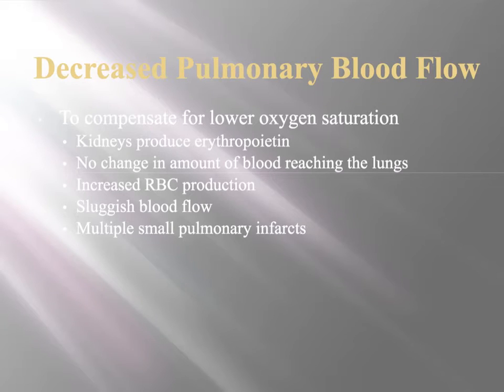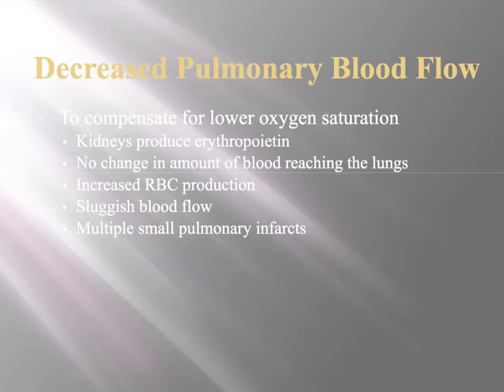Decreased pulmonary blood flow. To compensate for the lower oxygen saturations, what is our body going to do? Our kidneys are going to produce erythropoietin to stimulate the bone marrow to produce more red blood cells. Although we have a lot more red blood cells circulating in our body and carrying oxygen, that will not change the amount of blood reaching the lungs to collect oxygen, because we have something that is causing that blood not to get to the lungs. So we have like an obstruction.